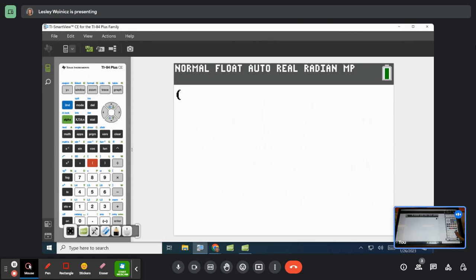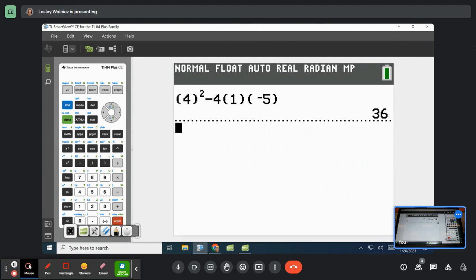So we're going to square the 4, put it in your parentheses and square it. Minus 4, open parentheses, 1, open parentheses, negative, was it 5? Thank you. Make sure yours looks like mine. Okay, and then enter, and you should get 36 if you did it right. So under the radical, we're just going to put a cute little 36, which is nice because 36 we know is a perfect square.